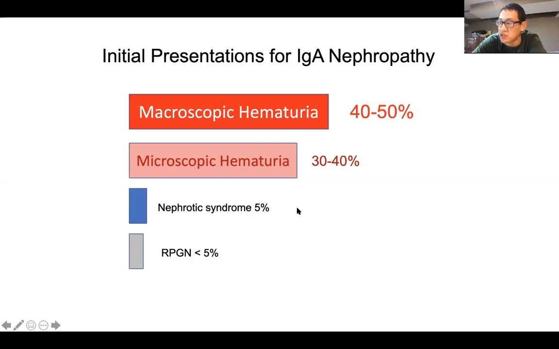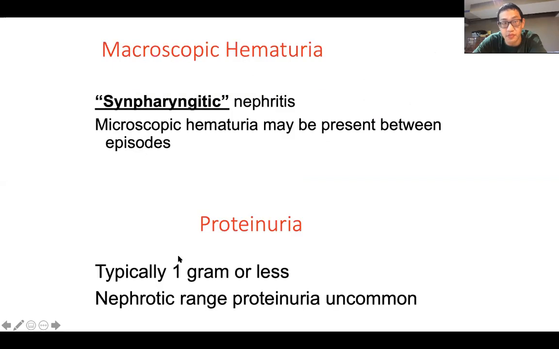It's one of those diseases that's incredibly variable, both in clinical presentation and in pathology. We're going to go to the pathology later. But usually it's either microscopic or macroscopic hematuria, so it usually falls into a nephritic-like picture. It's rarely nephrotic. It's rarely an RPGN.